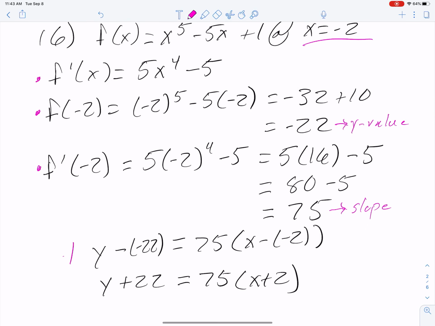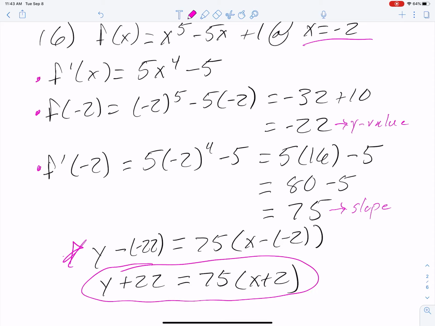Like we said in class, we can't leave it with the double negative, and my guess is a lot of people go straight to having the positive anyways. But I've got y minus my y-coordinate equals my slope times x minus my x-coordinate, or what ends up as y plus 22 equals 75 times x plus 2.